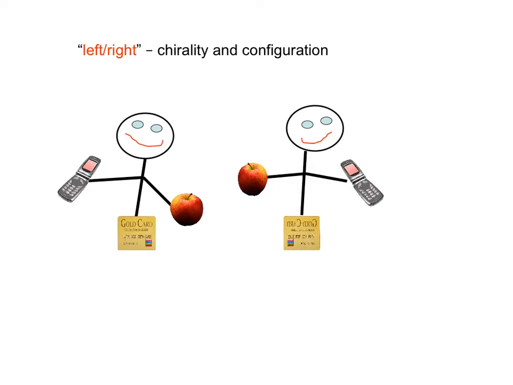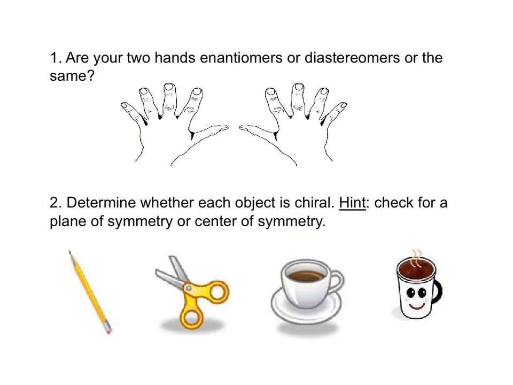What do these two figures have to do with left and right, chirality, and configuration? In an earlier video, we defined enantiomers as mirror image isomers that are not superimposable on each other, and diastereomers as non-mirror image isomers. So stop the video and determine whether your left hand and right hand are enantiomers, diastereomers, or the same. So the answer is, hold your left hand up to a mirror and the mirror image is your right hand. Put your left hand on top of your right hand and they're not superimposable on each other.